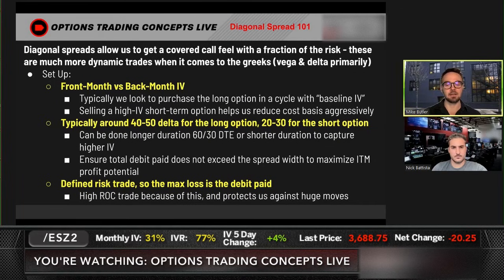And really the big thing for us for earnings trades and diagonal spreads is that you can't adjust your risk when the market's moving after the options market is closed, unless you're buying shares or shorting shares. It's just a more defined risk feel, where you know that you can only lose the debit paid.